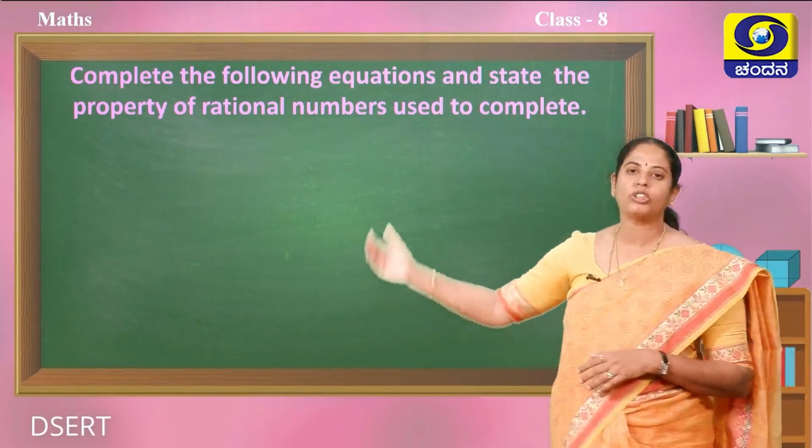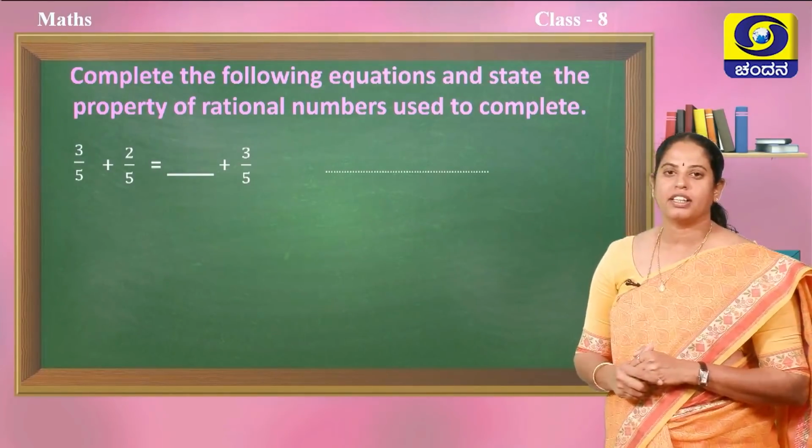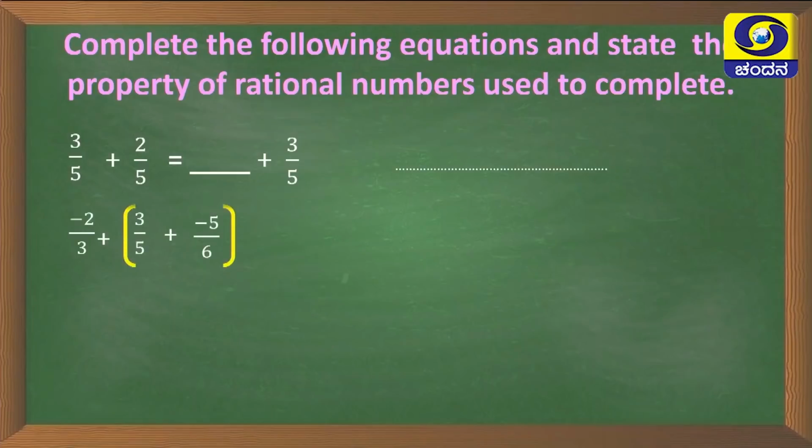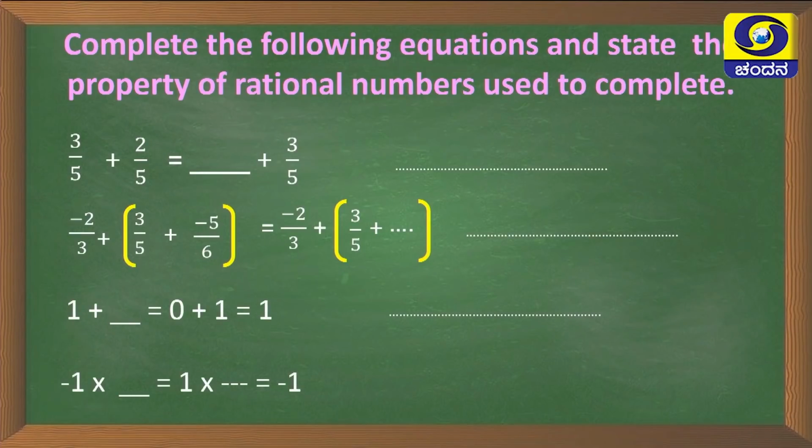Before that, I am going to give you few questions for answer. One is complete the following equation and state the property of rational number. Use it to complete. You have to write the correct answer. By using which property you have filled the blank, you have to mention that. Yes, here are the 4 questions. Take down the questions. 3 by 5 plus 2 by 5 equals dash plus 3 by 5. In the same way, second one, the third one and the fourth one.